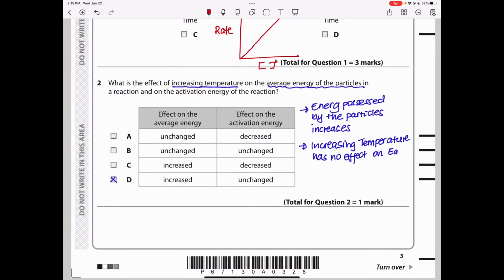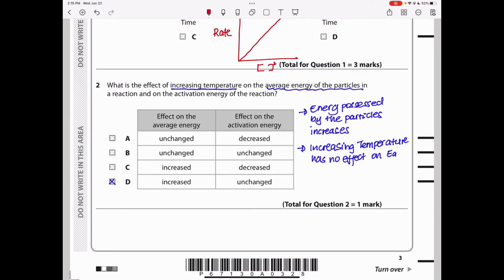I will continue to question 2. It says, what is the effect of increasing temperature on the average energy of the particles in a reaction and on the activation energy of the reaction? As you know, when you increase the temperature, there is more kinetic energy, so the average energy possessed by the particles is going to increase. However, the activation energy is never affected by increasing temperature. So the answer should be D, because D gives us both the right things we're looking for.